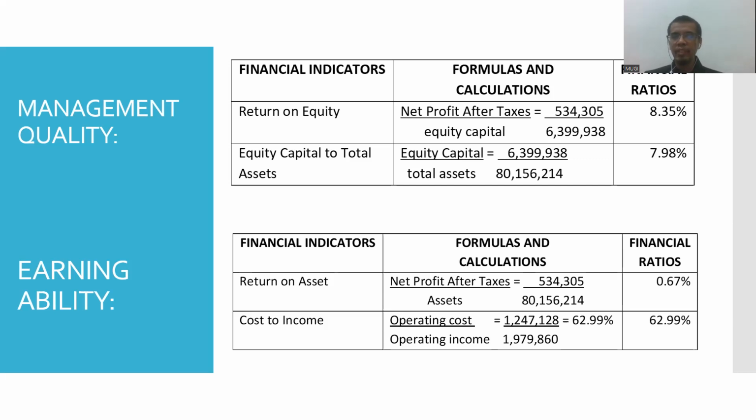And the number is 534,305 ringgit Malaysia, divided by the equity capital. And equity capital, the number is 6,316,938 ringgit Malaysia. And after that, we divided the number. The financial ratio is 8.35%.